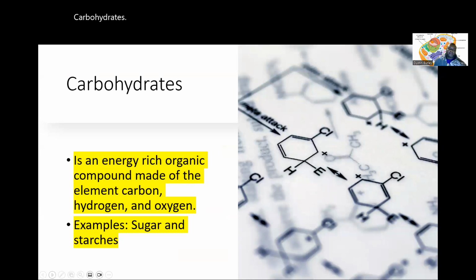Carbohydrates pretty much give not only us as humans, but a lot of other living things energy. They are made of carbon, hydrogen, and oxygen. Examples of carbohydrates are any type of sugars or any starches. Starches, potatoes, any kind of pasta, those are considered starches.